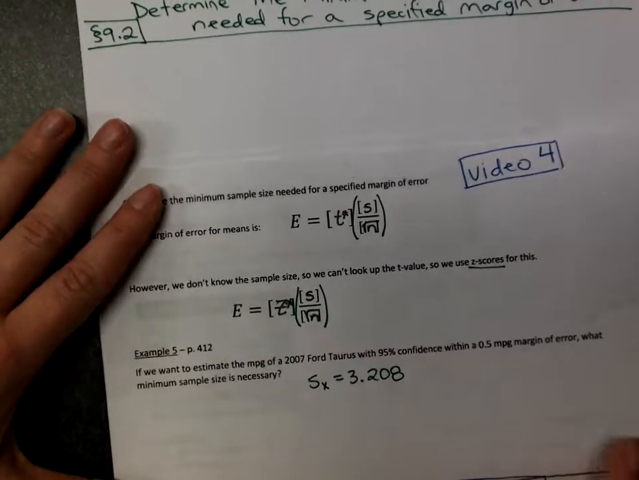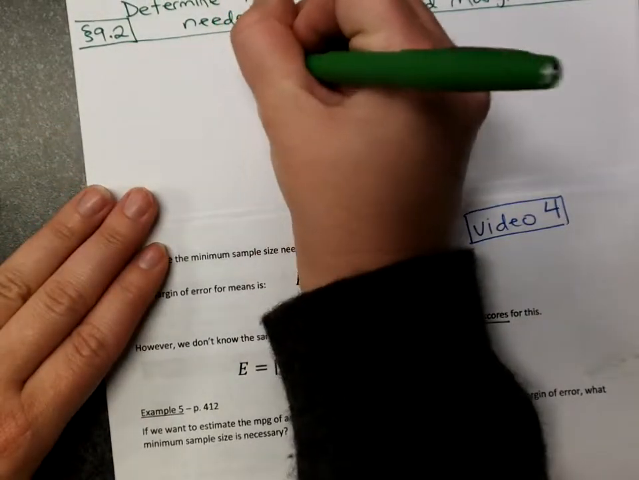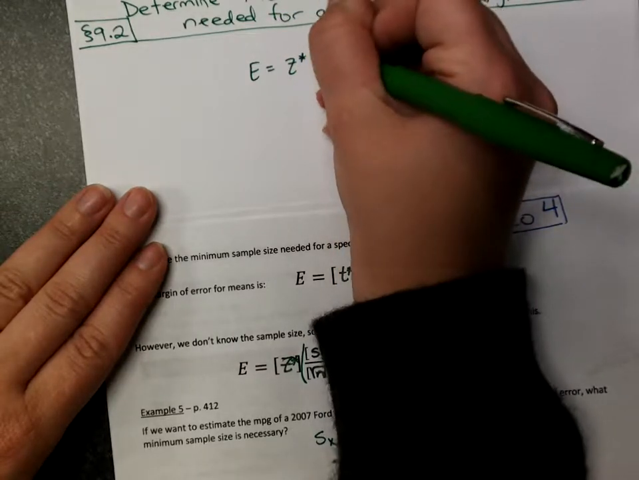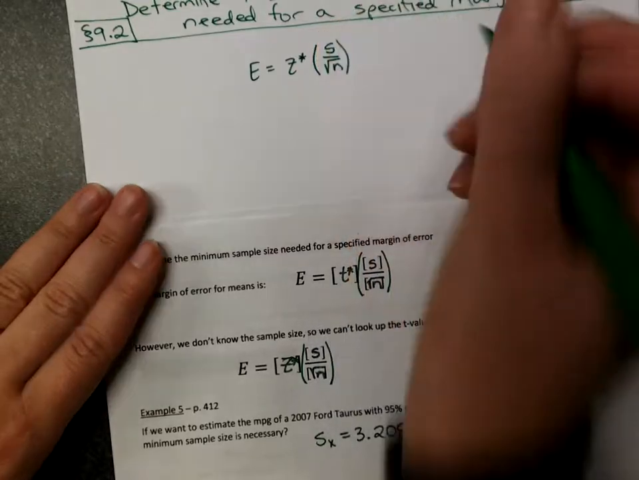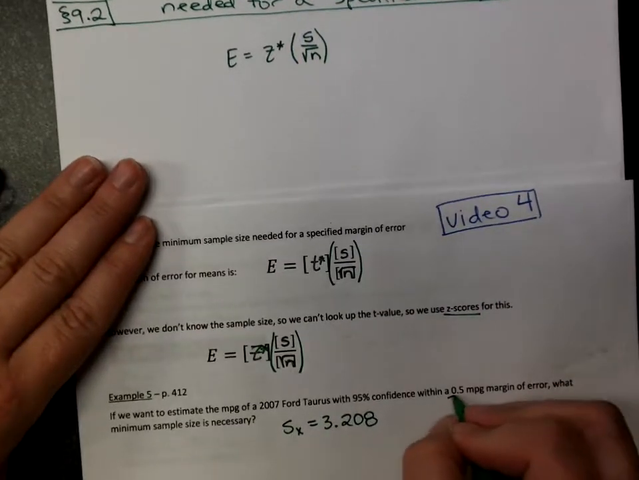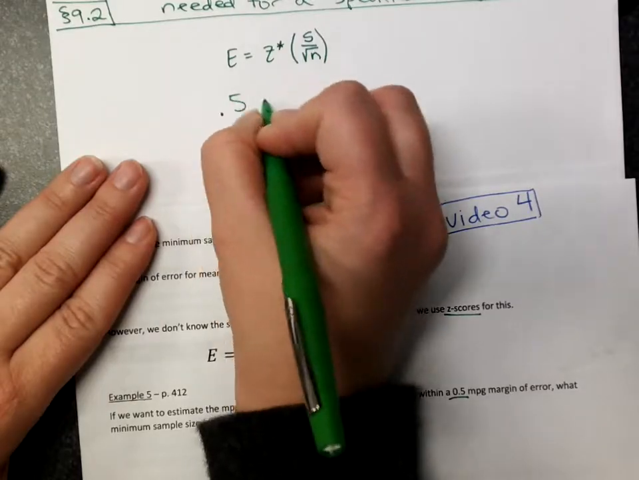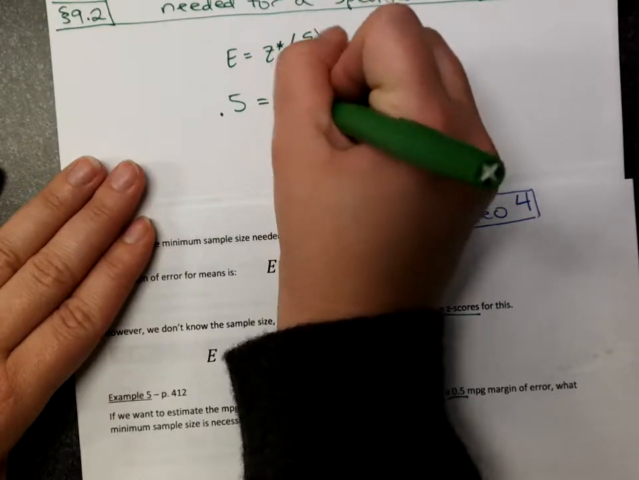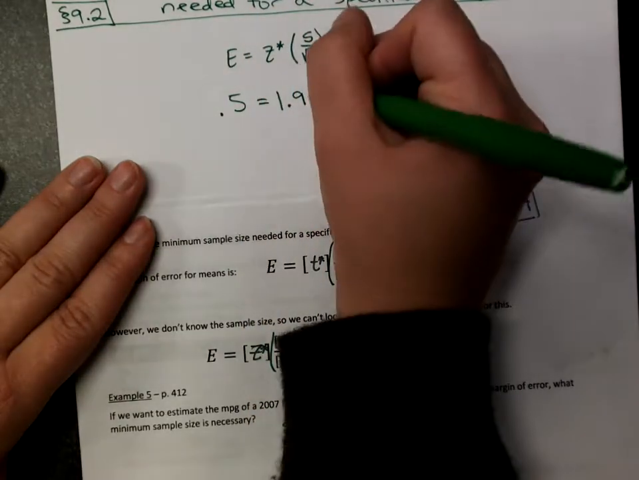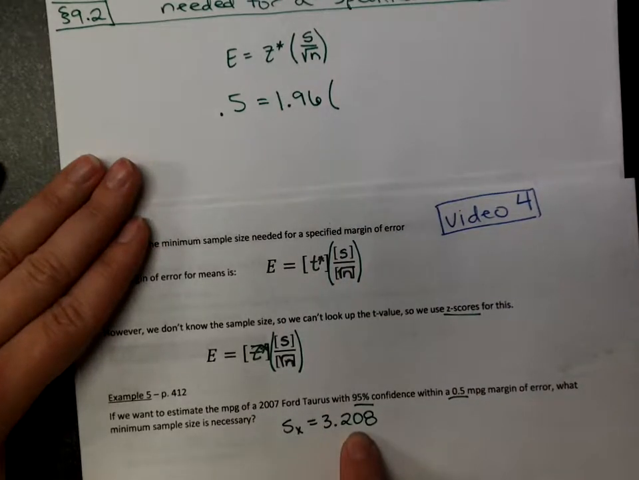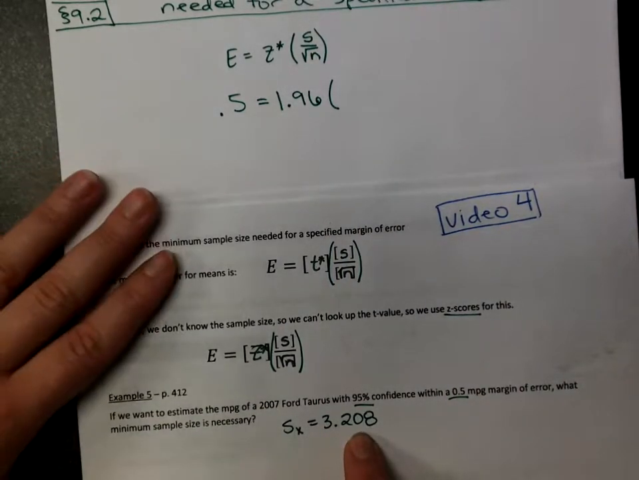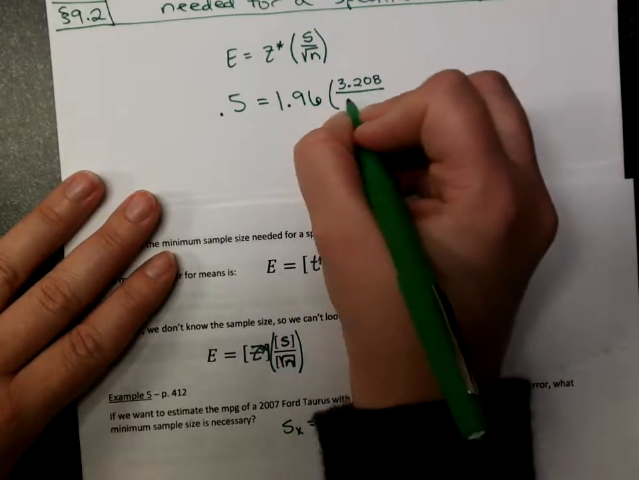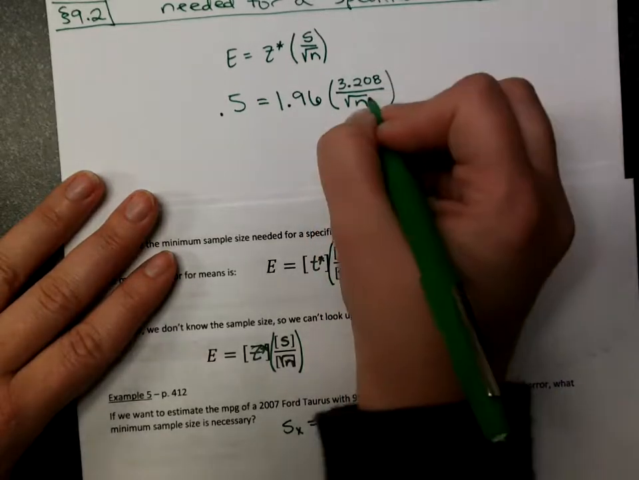So we have our setup. E equals z star times the standard deviation over the square root of the sample size. So our margin of error is 0.5. The critical value for 95% confidence is 1.96, going back to section 9.1, times the standard deviation, which is usually just given to you, 3.208 over the square root of n, and n is the part we don't know.